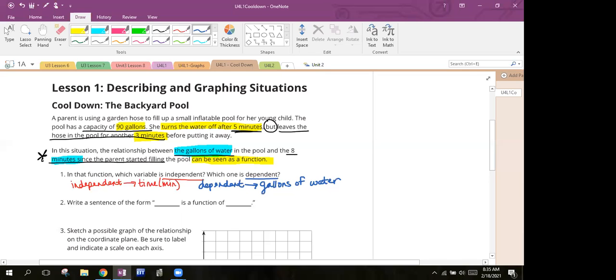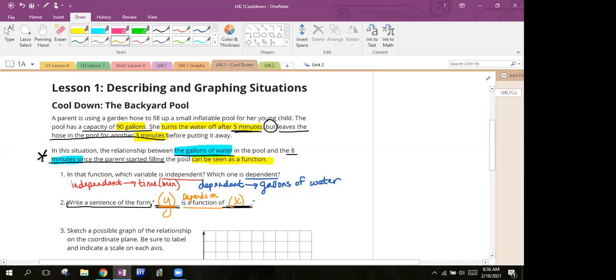Perfect. Now, we want to write that in our sentence form. So blank is a function of blank. Which variable always comes first when we're writing it like this? Not our x, that's independent. The y value comes first. Remember, this little phrase means depends on. So the y value depends on the x value.